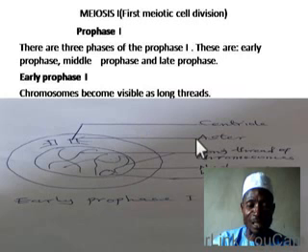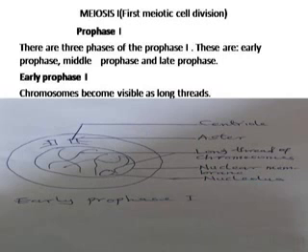Then, in the early prophase I, you can see that the nuclear membrane is visible. The nucleus also is visible. Then the centrioles form asters. Then let us look at the middle prophase I.